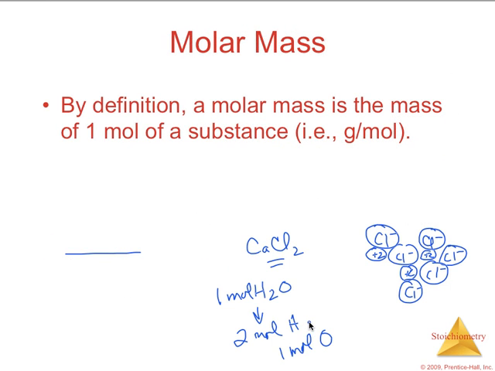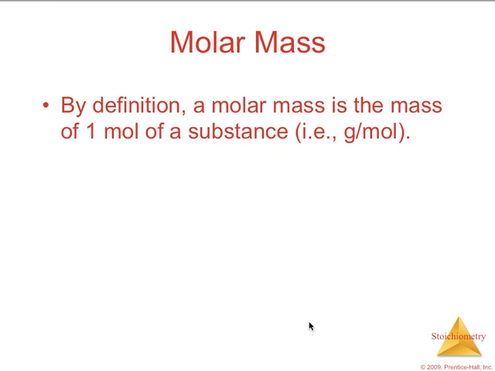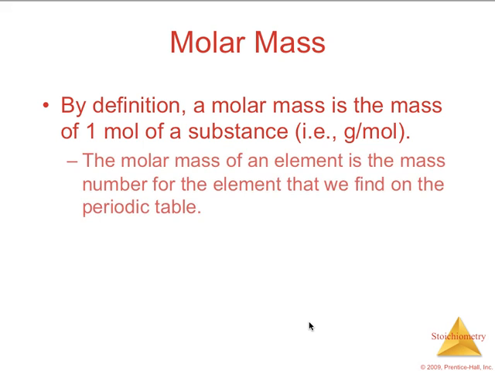Okay. Molar mass. The definition of molar mass is the mass of 1 mole of a substance. That is the number of grams in 1 mole. Molar mass is the mass number for the element that we find on the periodic table. That's not necessarily true. Ooh, gotta correct this. No. It is the average atomic mass.